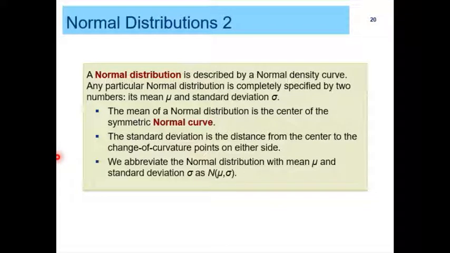And we abbreviate the normal distribution with mean mu and standard deviation sigma as N(mu, sigma). We have to remember this. You will see many times there is written N, and in the parenthesis it's saying mu comma sigma. So it's telling you that the distribution is normal with mean mu and standard deviation sigma. Here could be the values like mean 0 and standard deviation 1, mean 3 and standard deviation 2. Anything could be there. So this is a particular symbol for normal distribution.